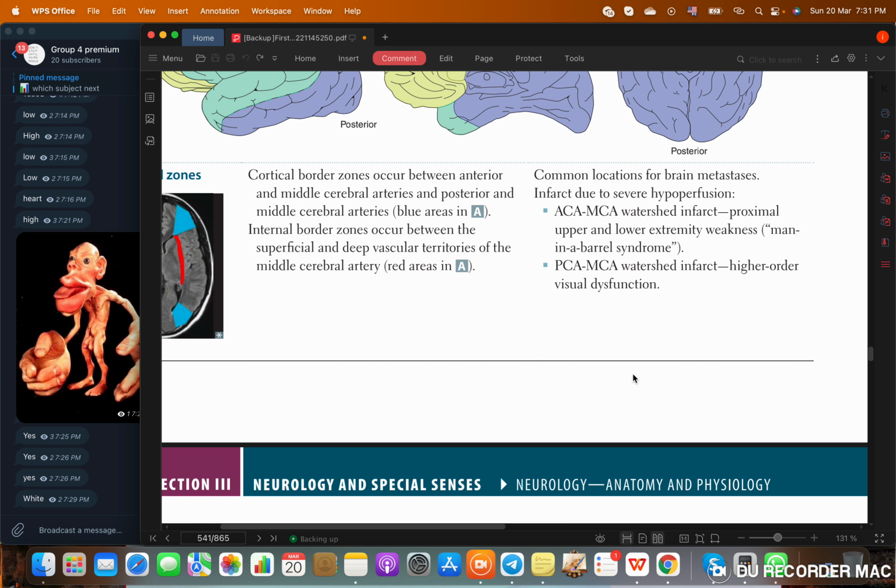PCA and MCA watershed area infarction can lead to a higher order visual dysfunction. Why? Because the posterior cerebral artery supplies the posterior brain, especially the occipital lobe. And what is the occipital lobe responsible for? Any idea?